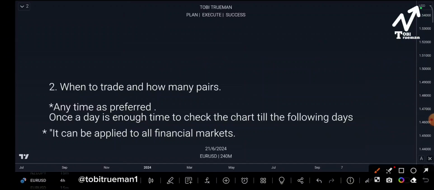Then you may want to ask the question, when to trade? Because in day trading, you have to be looking at your chart at a particular time, always worrying how your trade is going to play out, because you are trading smaller time frames, 1 minute, 2 minutes, 3 minutes, 5 minutes, all of those things. But with swing trading, we want to know, when do we check our trade? As for me, there is no particular time for you to check your trade.